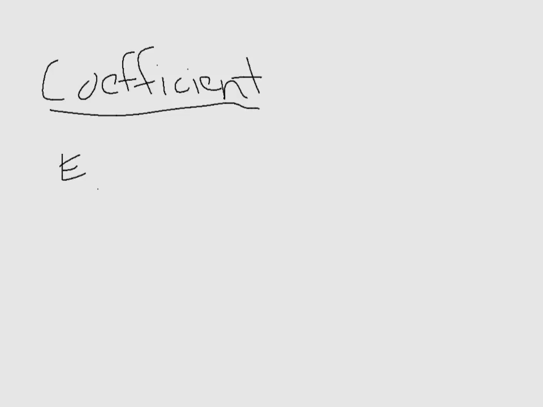And finally, let's talk about a coefficient. A coefficient is basically a number that's in front of a variable. So let me give you an example. 2x squared, for example. The 2 here is the number that's in front of the variable, and therefore the 2 is known as a coefficient.